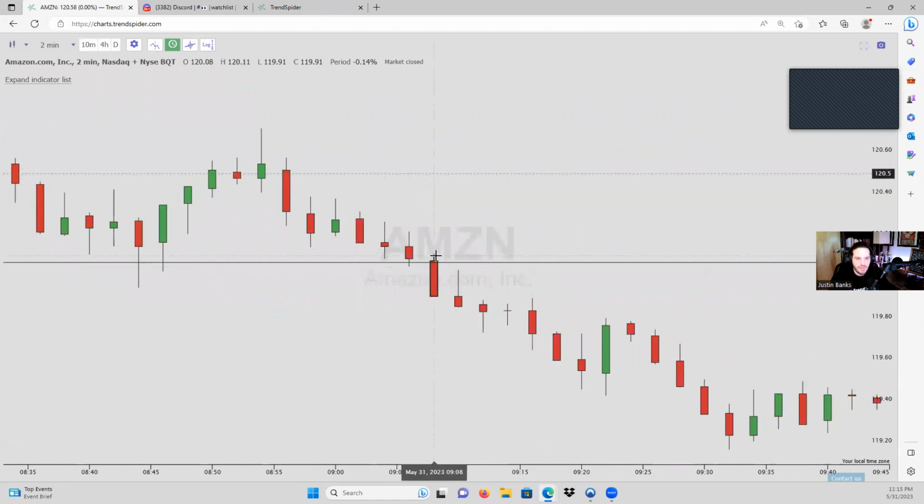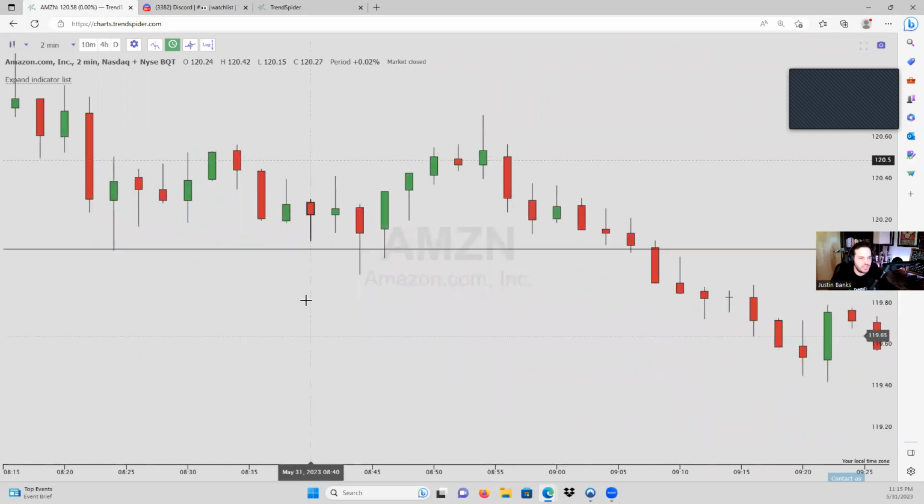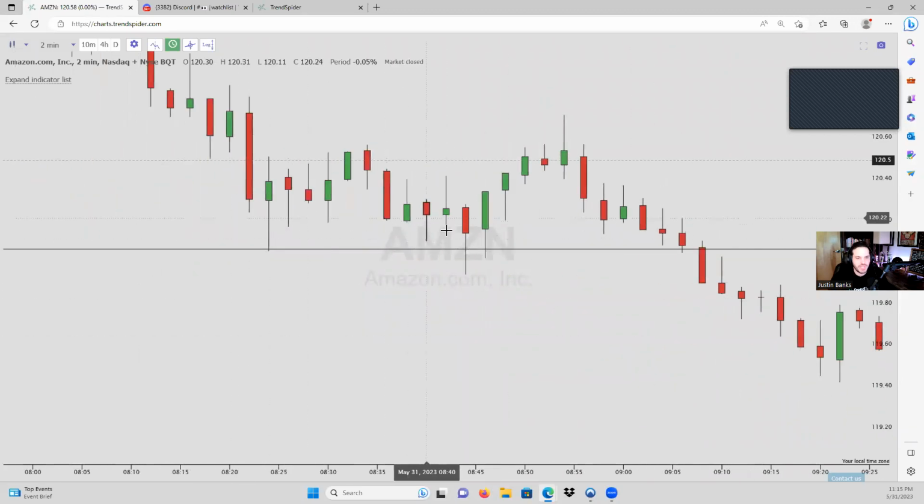We traded that level. We broke below. And then what happened? Nice little back test to the level, failed it again. And now we headed lower, right? So this is a perfect example of, 120 was a nice support, as we can see here.